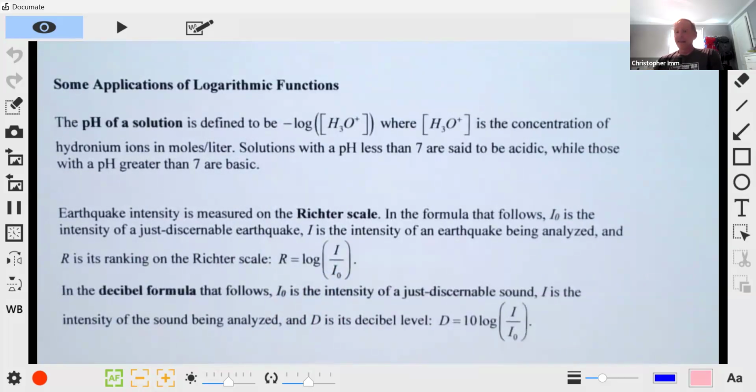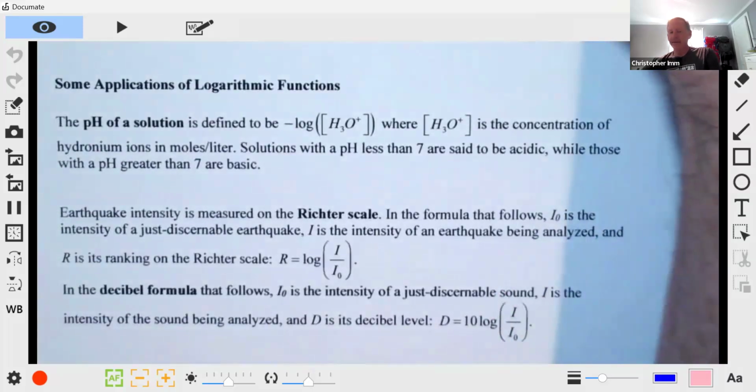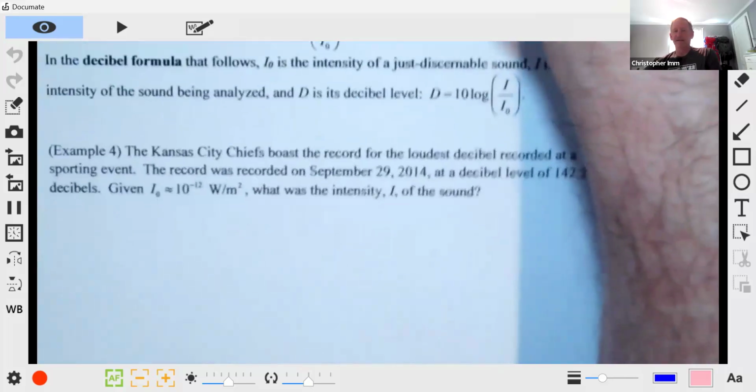We can think of this in terms of sound too. And the decibel formula follows a very similar formula. So the I naught, which is the intensity of a just discernible sound, I is the intensity of the sound being analyzed, and D is the decibel level. It's given by D is equal to 10 log of I over I naught. So we can go ahead and analyze these things in terms of decibels. And I have an example for you to consider.